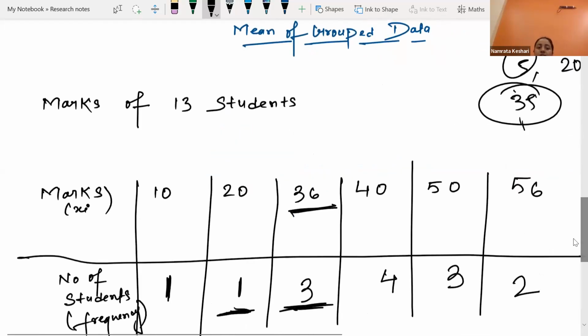We started getting the frequency in tabular form: 10 is one time, 20 marks one time, 36 three times can be seen in our data, 40 four times can be seen in our data, 50 three times is there in our data's collection, and 56 two times is there.